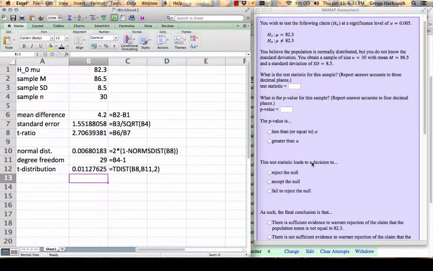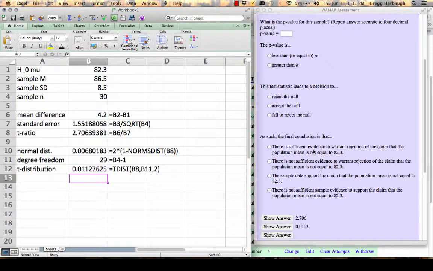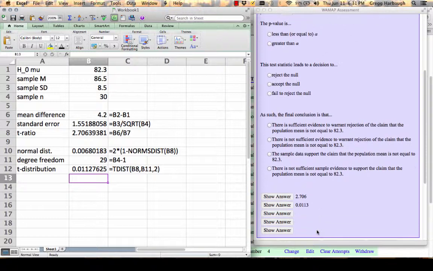0.01127 and change. And if we compare this to the answer that WebAssign is actually looking for, we do indeed see that that is the correct p-value.